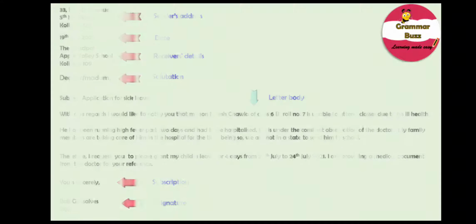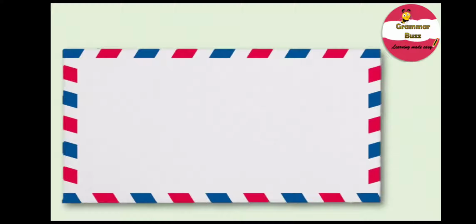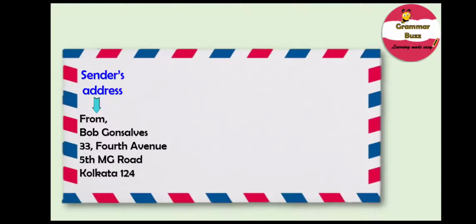Well, now that we know how to write a formal letter, we will also have to send the letter to the receiver. And how do we do that? Well, for that we must know how to write on an envelope. So let's get started. We begin with the writing of the sender's address. That is your address at the bottom left-hand side of the envelope. So it will be from Bob Gonsalves, 33 4th Avenue, 5th MG Road, Kolkata 124.